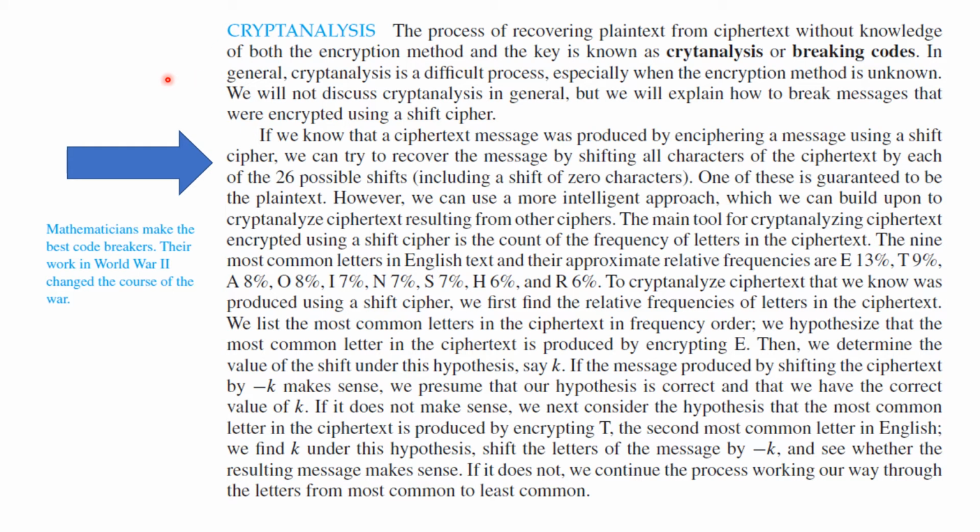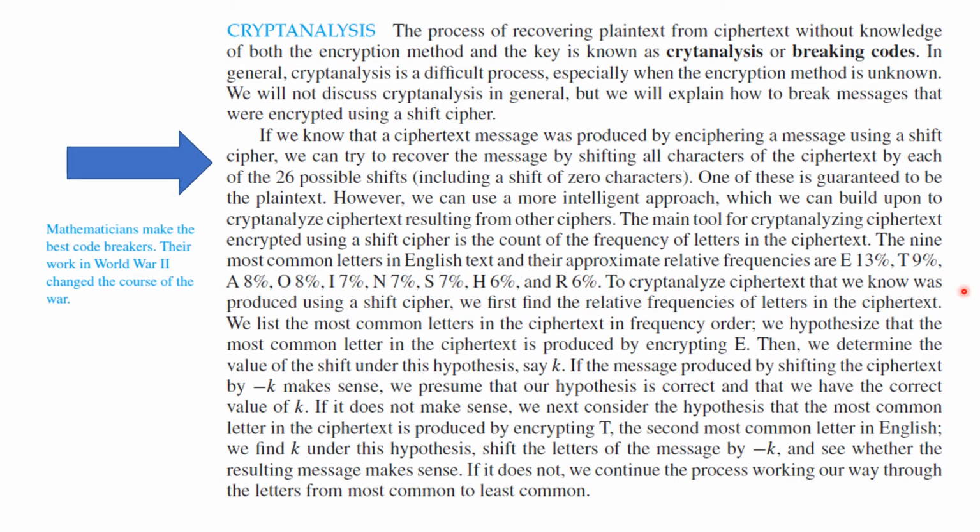So suppose we know that the ciphertext was produced by enciphering a message using a shift cipher. Well, what really is known is the relative frequency of the most common letters in English text. E is most frequent, T is next, A is 8%, and so on and so forth.